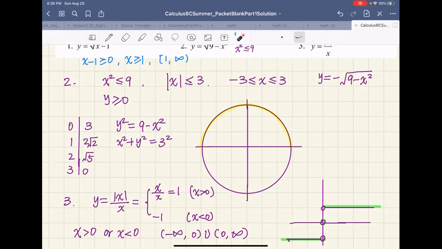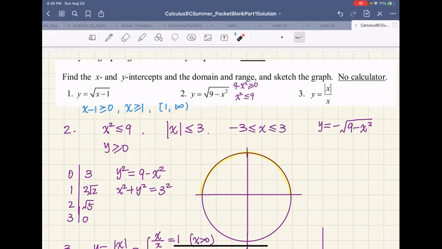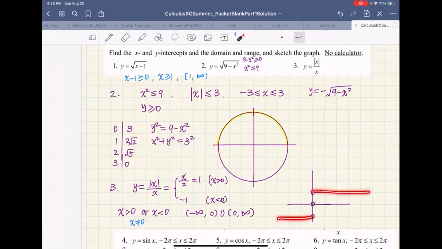Let me ask you this. What is the range for this one? Hold on. So when x is bigger than 0, this is 1, and when x is less than 0, it is -1. There you go. So you draw this. Make sense? Makes sense. And you have this, okay?